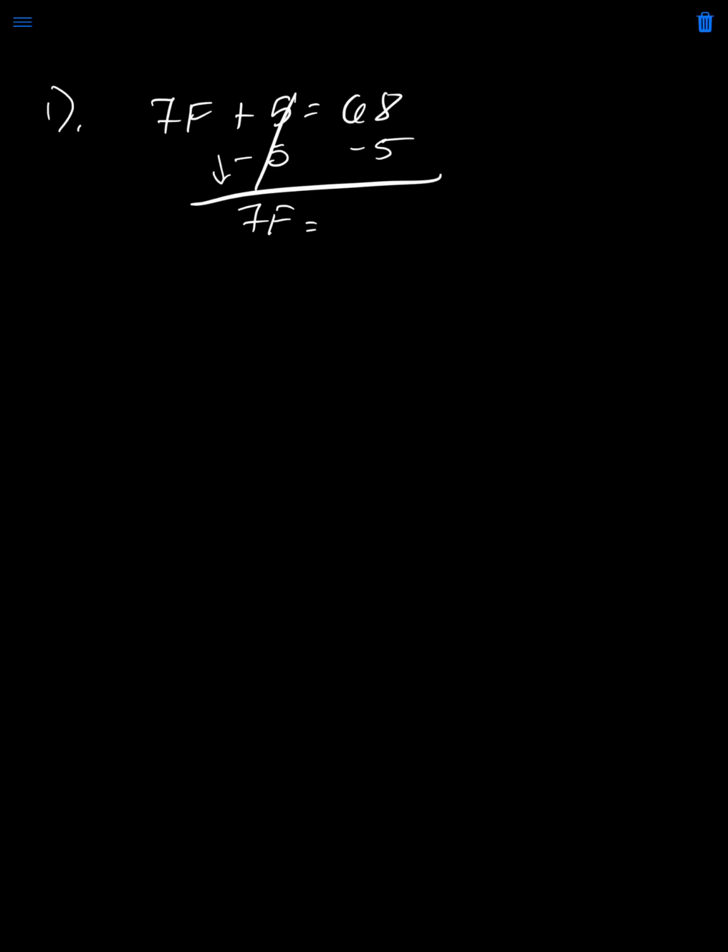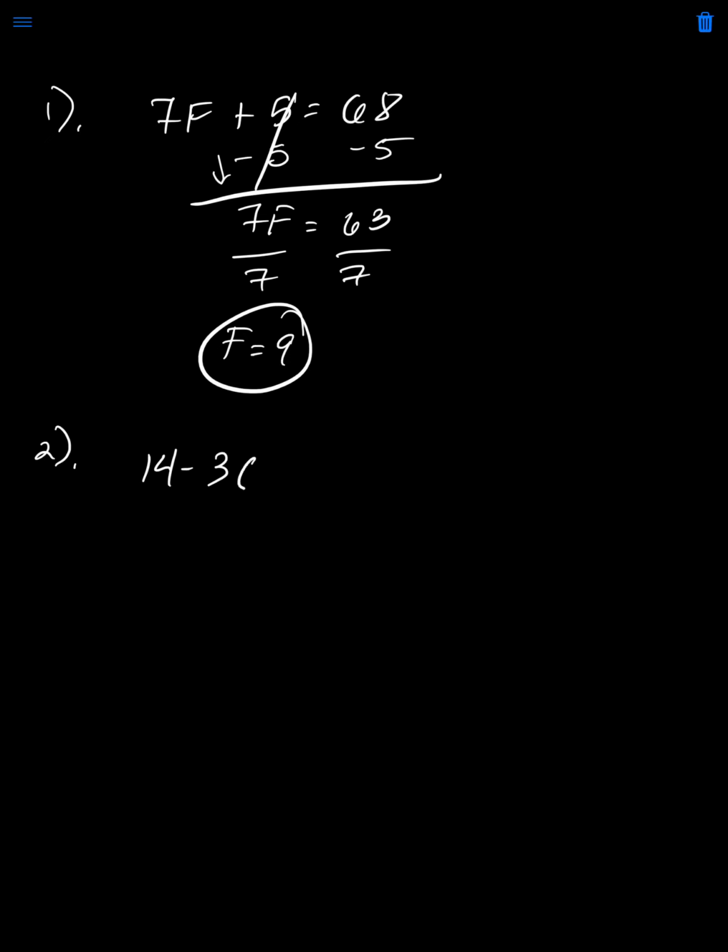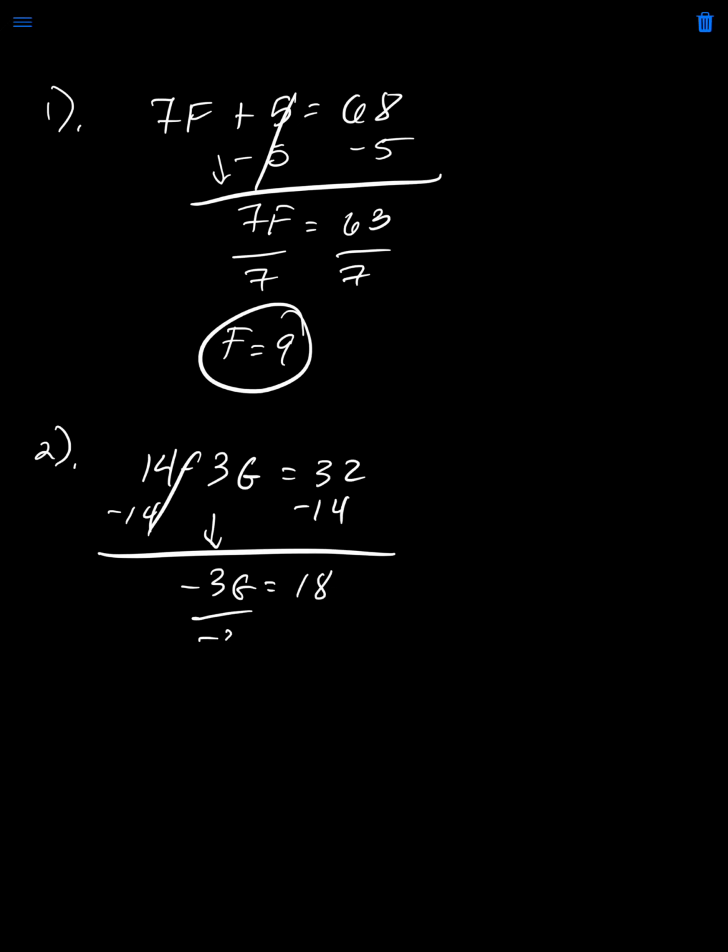On number 1, you have 7f plus 5 is equal to 68. I'm going to subtract 5 on both sides first. This goes away. 7f is equal to 63. Divide both sides by 7. So f is equal to 9. That's number 1.